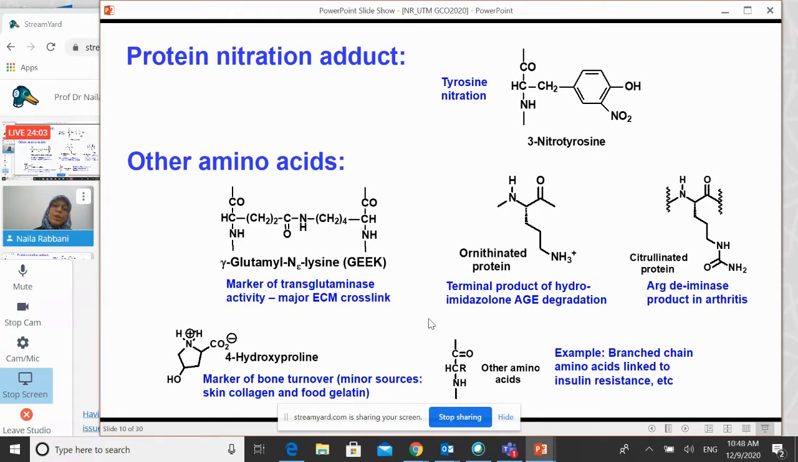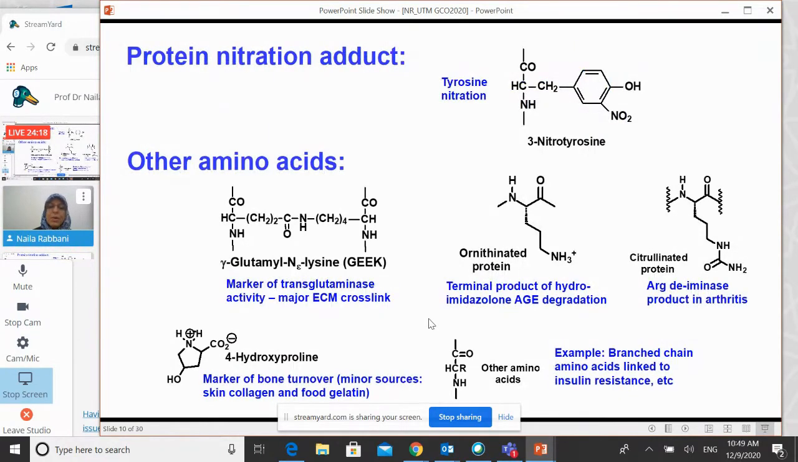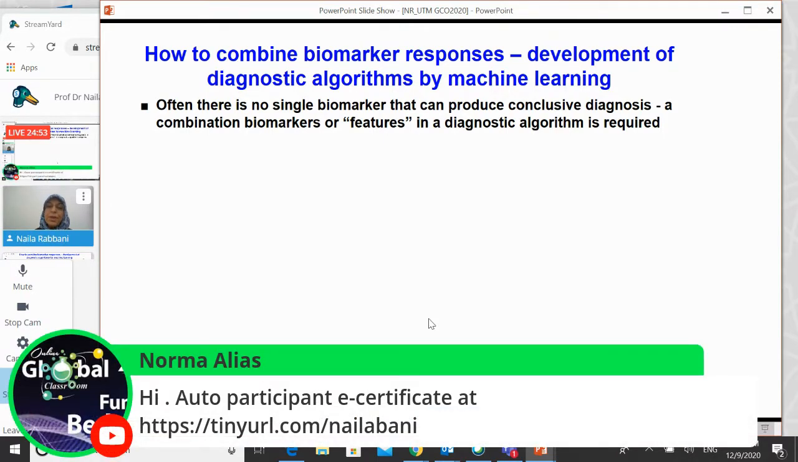So this is all the chemistry of these protein damage markers, which we studied using LC-MS/MS in multiple conditions. And of course, with only these markers or one single marker, we were not able to diagnose any condition. So the question was how to combine these biomarker responses. That's where we applied computer science. We got together with computer scientists and asked them to help us develop a diagnostic algorithm using machine learning, because as I mentioned, there is no single biomarker that can produce a conclusive diagnosis. A combination of biomarkers or features in a diagnostic algorithm is required.